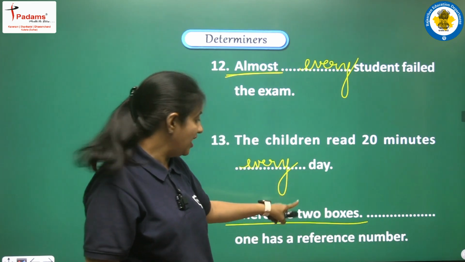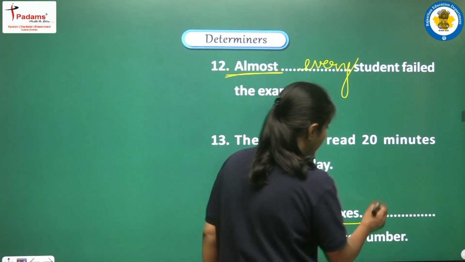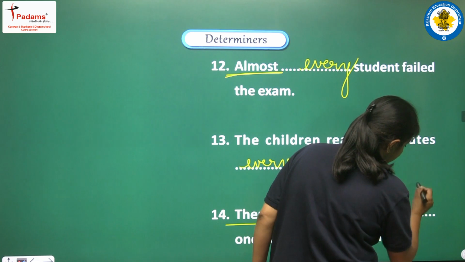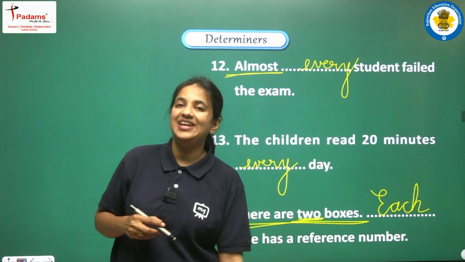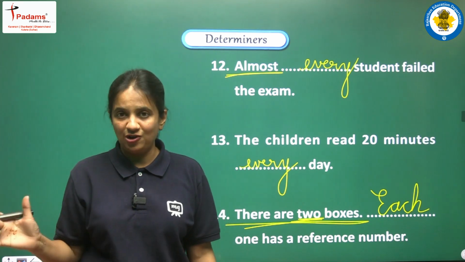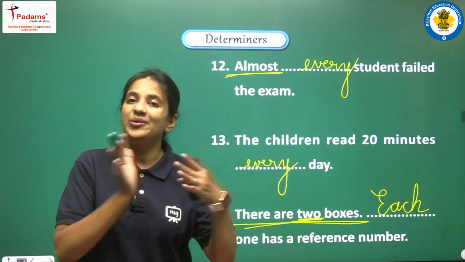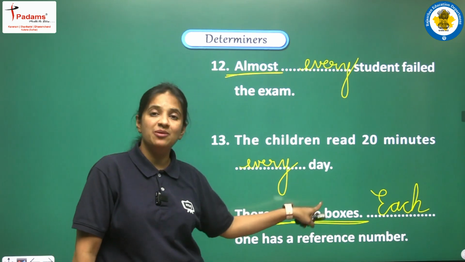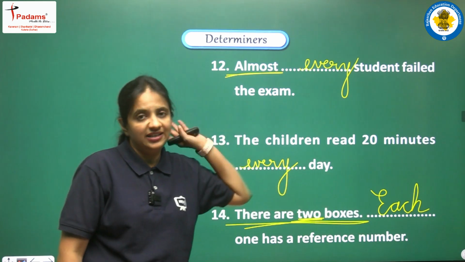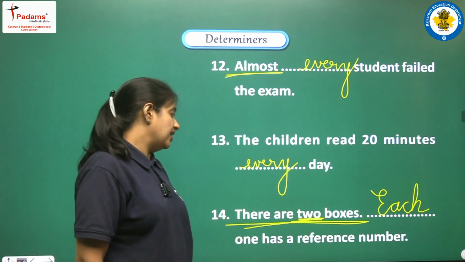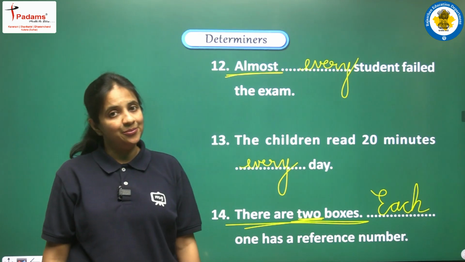So yes, when we are talking about two things, or two or more things, then we have to use each. We cannot use every here because we are talking about two boxes only. I hope you all are able to recall that every is used when we are talking about three or more objects, but here we are talking about only two boxes, and for that we have to use each here. The complete sentence will be, there are two boxes, each one has a reference number.